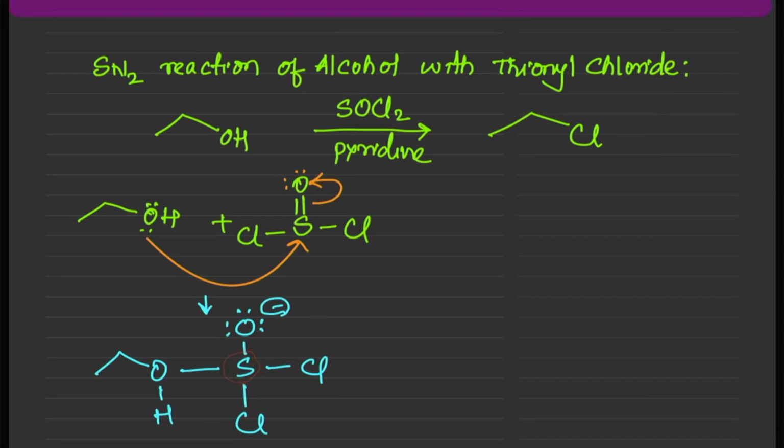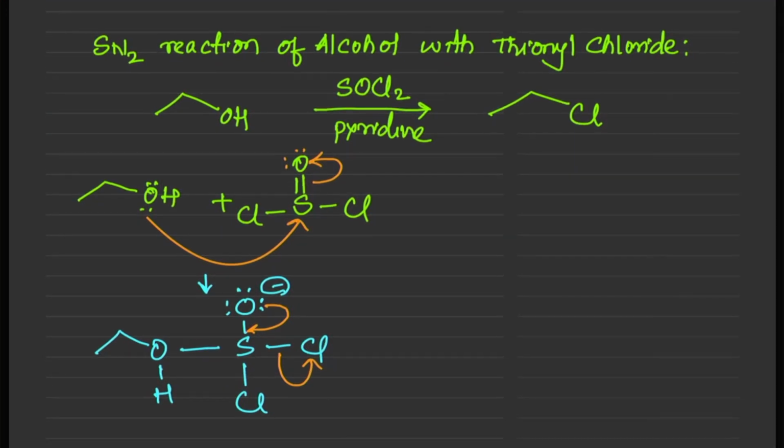A tetrahedral intermediate with a negative charge on top is not very stable, so oxygen is not very happy in this state. It wants to go back to its glory days by bringing back the pi bond. So it will bring back the pi bond, but sulfur will simultaneously kick out a chlorine group.